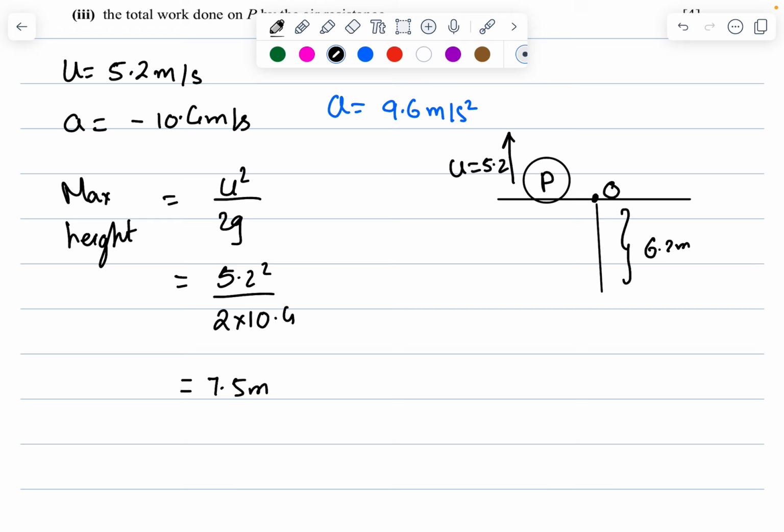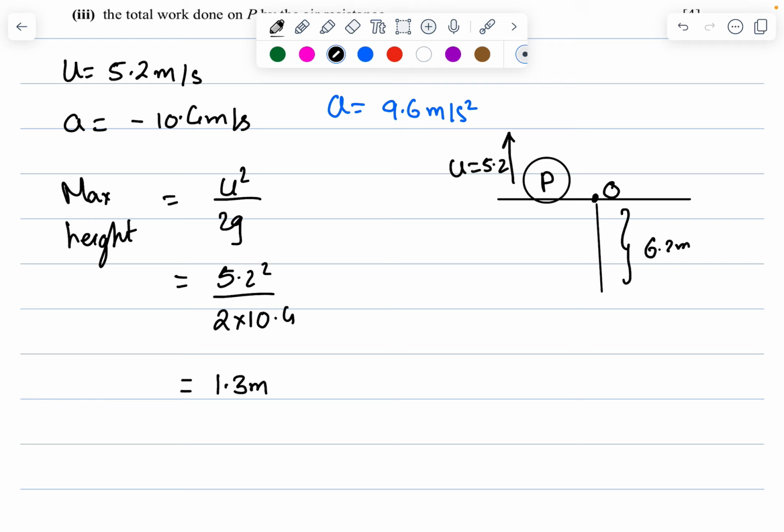That will be the answer for it is 7.5. So we need to use the formula for the maximum height. The maximum height formula is going to be u squared upon 2g, 2 times 10.4, which is going to be 1.3 meters, not 7.5.